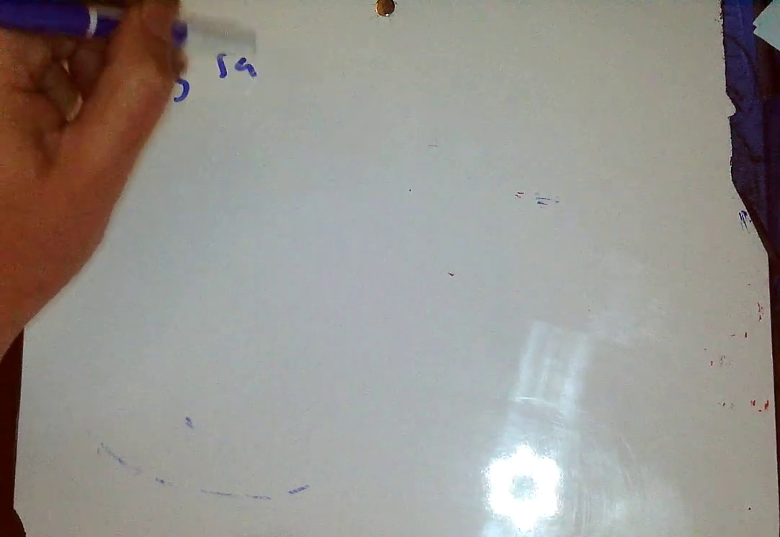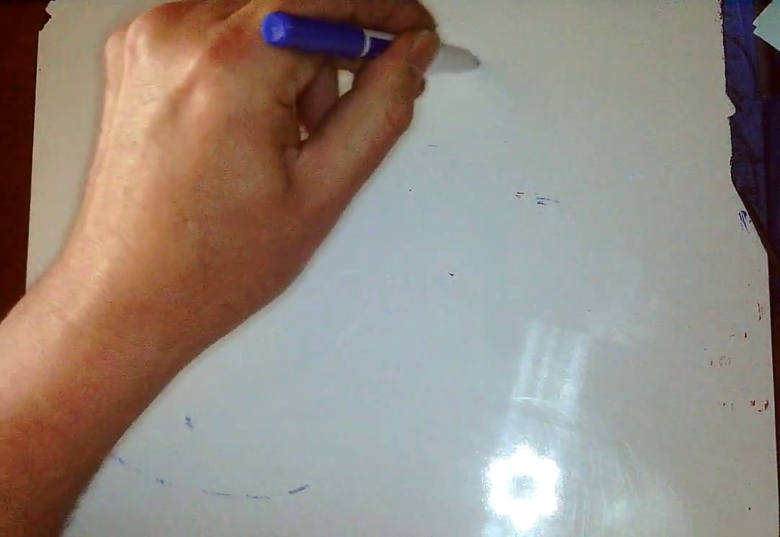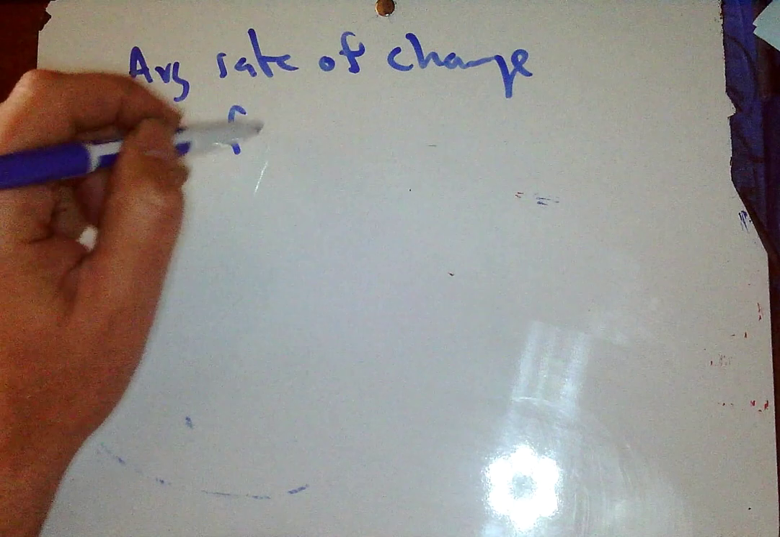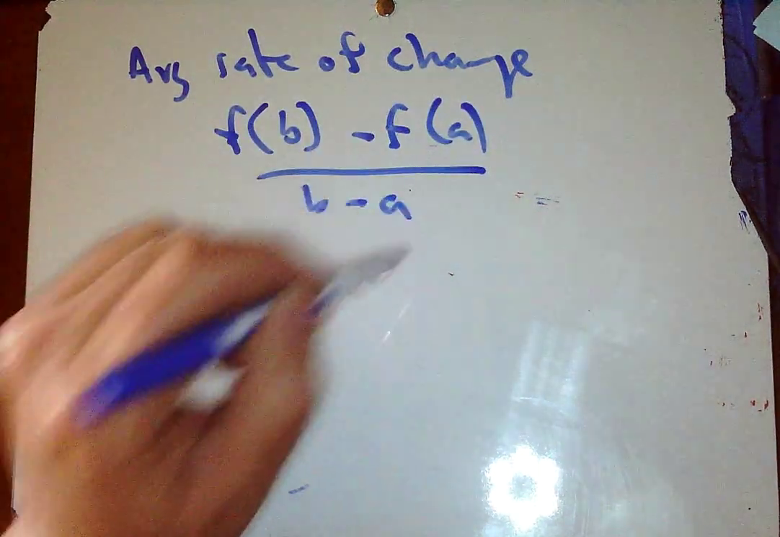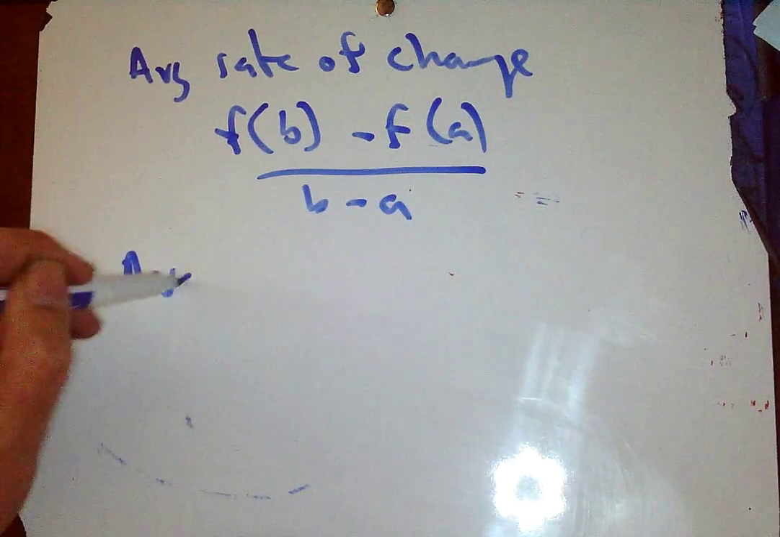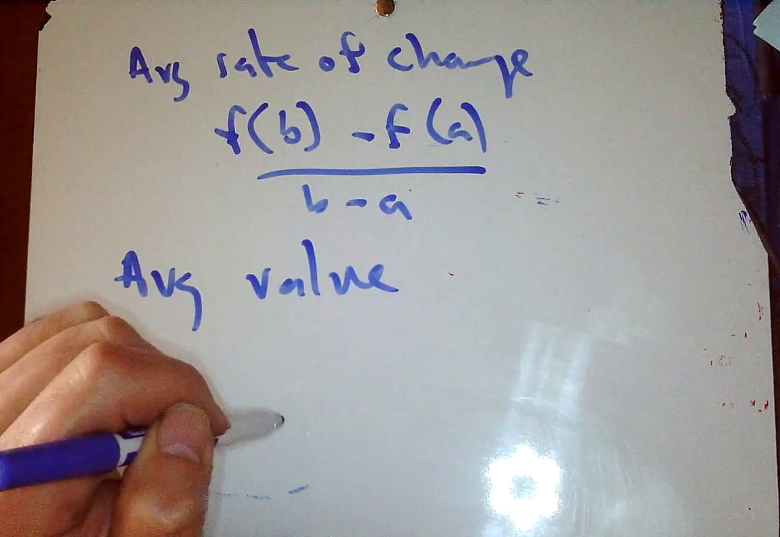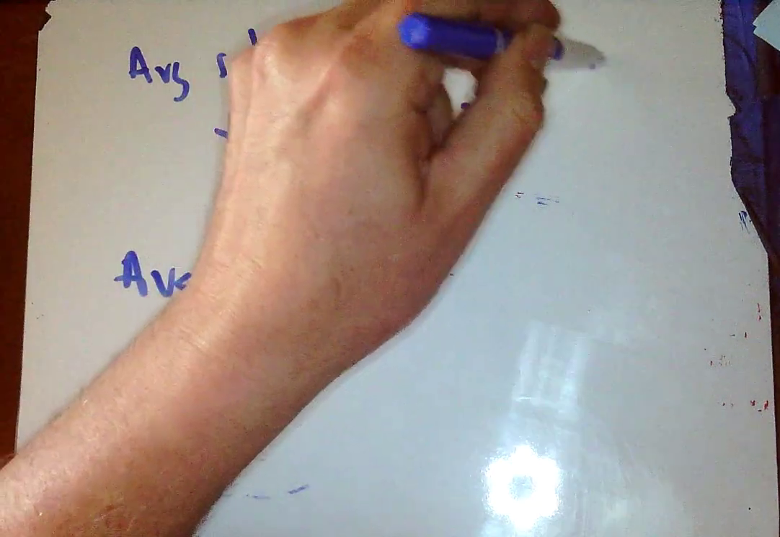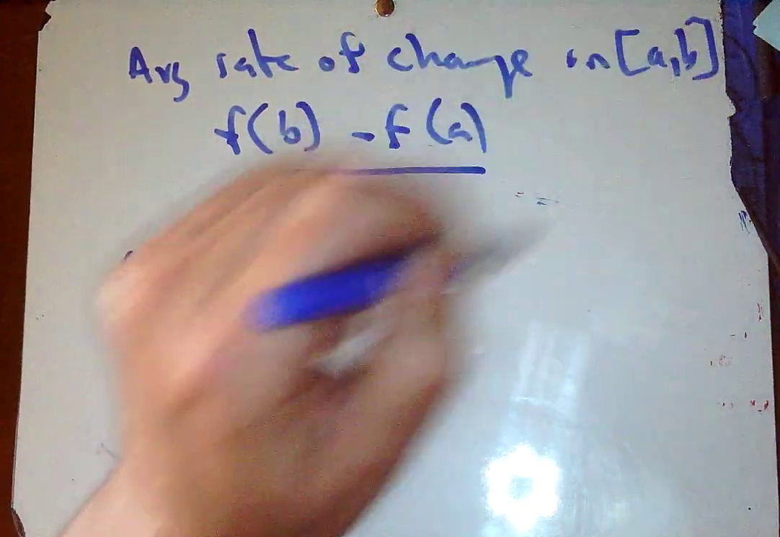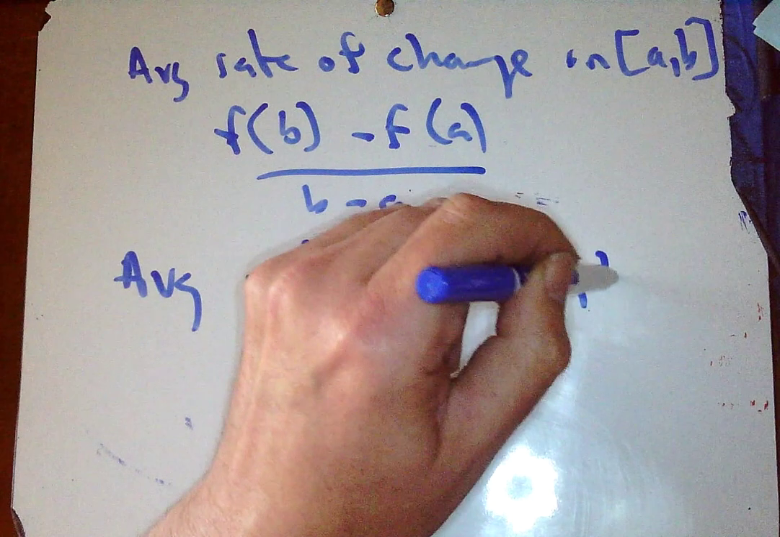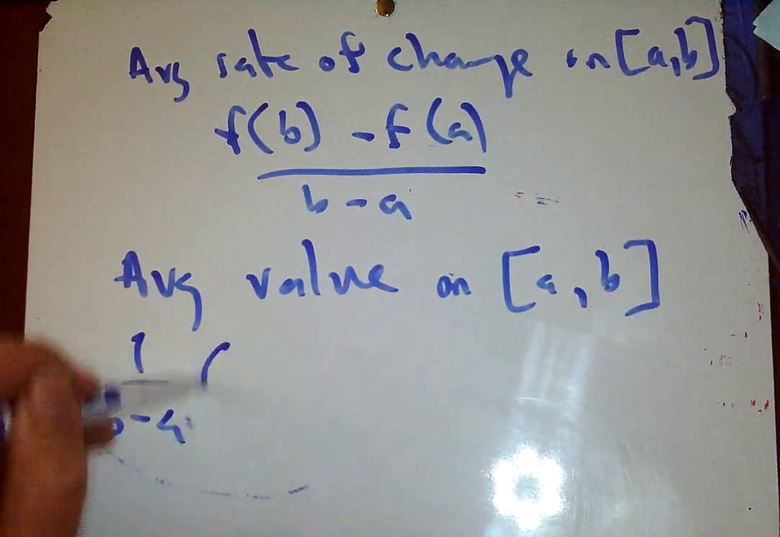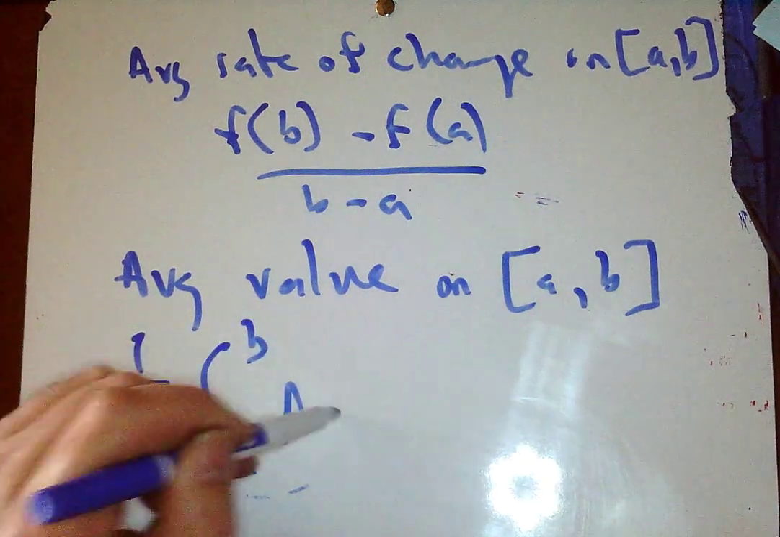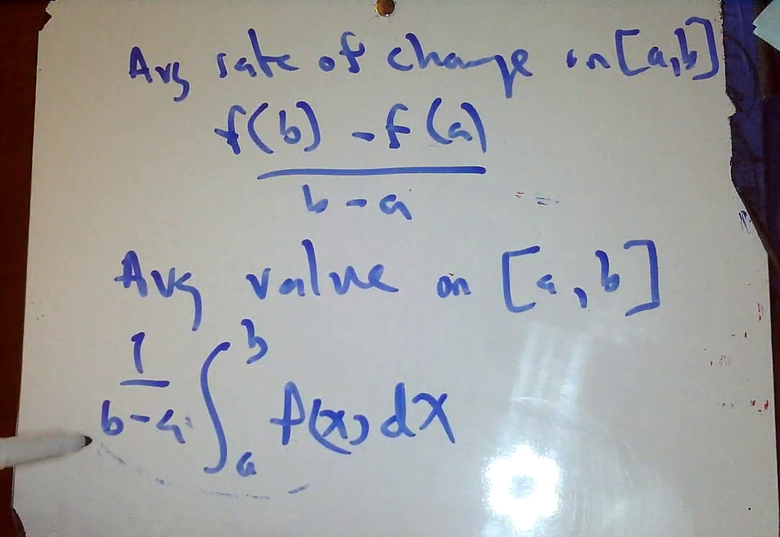And so we know average rate of change is f of b minus f of a over b minus a. But if we're talking about average value on a to b, that's when we use our average value formula, 1 over b minus a times the integral from a to b of f of x dx. Great.